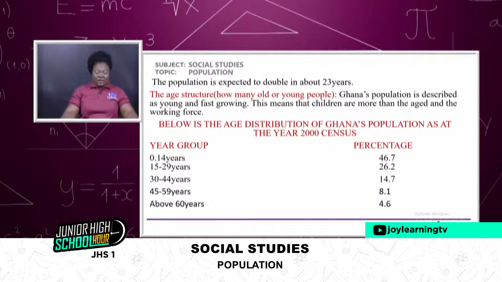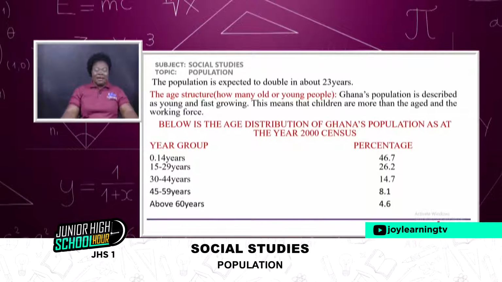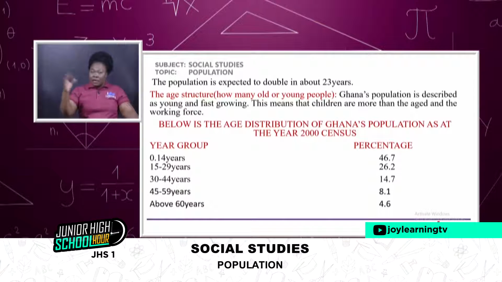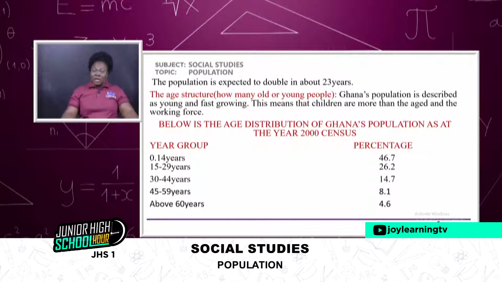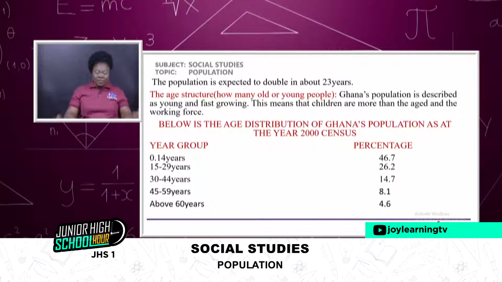Let's look at the age structure. How many old people we have and young people we have. Ghana's population is described as young and fast growing. This means that children are more than the aged and the working force. So that means that the youth, they are more than the aged. But very soon the youth will also join the growing age. That's the adults. And so more people will be giving birth again. So it will be the same thing. You understand? It will be the same thing.